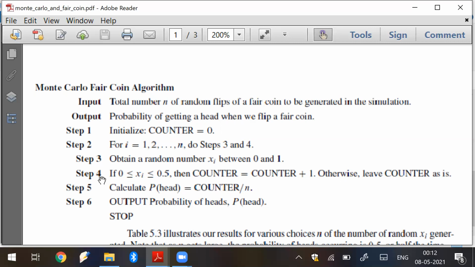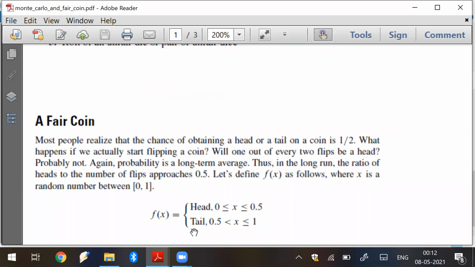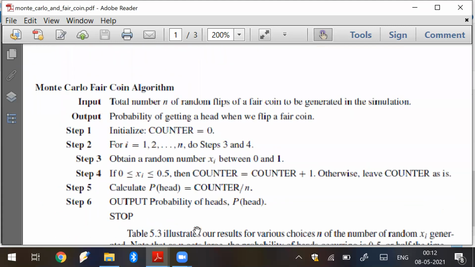Otherwise means what? If not, that means else. That means if xi falls within 0.5 to 1, then head will not occur because we have designed it like that. So in that case, leave counter as it is. So counter was 0, it will remain 0 for the first step. Again for the second step x2, we will do the same thing. x2 means another random number generated. So here also I will check whether it is falling within 0 to 0.5. If it is falling, then whatever counter value was there after x1, it will just increase by 1, and if it is not falling, it will remain as it is.